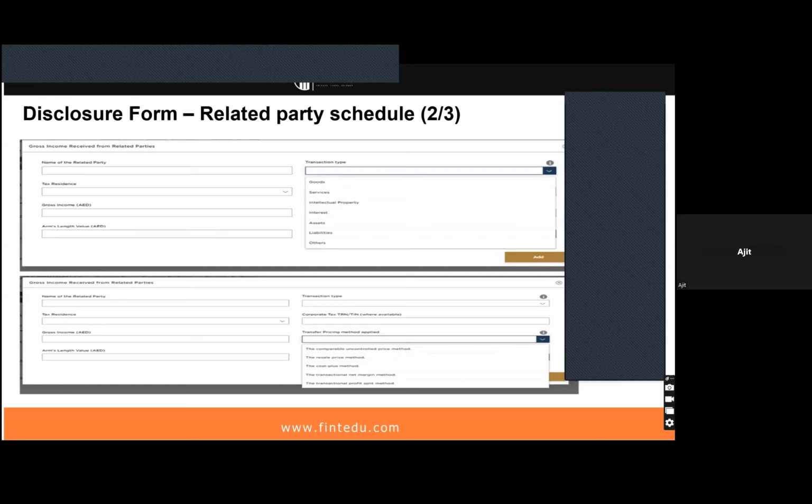Now let's discuss this part importantly. This section is asking about the gross income, not the net. Okay, so there are sales to a related party, and the gross value needs to be reported. I'm a bit surprised, because generally we report net sales after discounts and so on. But if we go by the disclosure form, we need to disclose the gross sales.